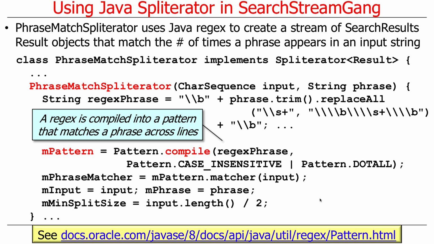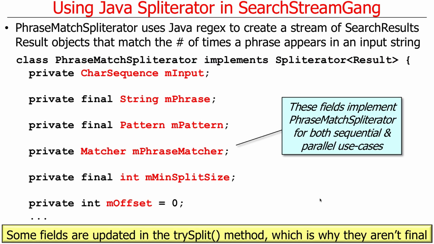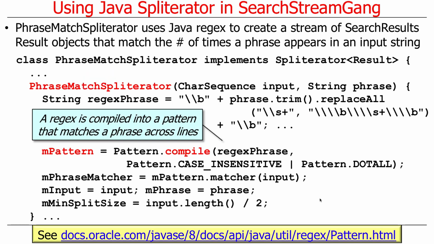Here is the constructor for PhraseMatchSpliterator, and this is just a little snippet of it. If you really want your mind to explode, take a look at the actual implementation, because it's got way cool regular expressions. What we do is we take the phrase we're looking for. The phrase could be, again, something like "brevity is the soul of wit," or whatever. It's a string with a bunch of words in it, separated by non-word characters. And what we do is we go ahead and turn it into a regular expression.